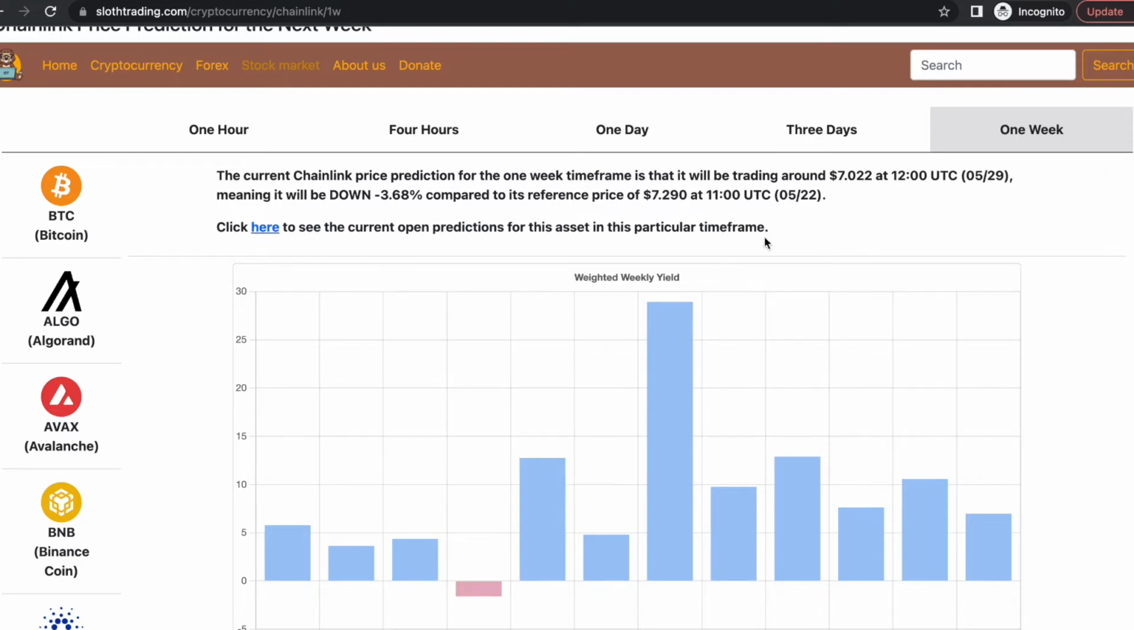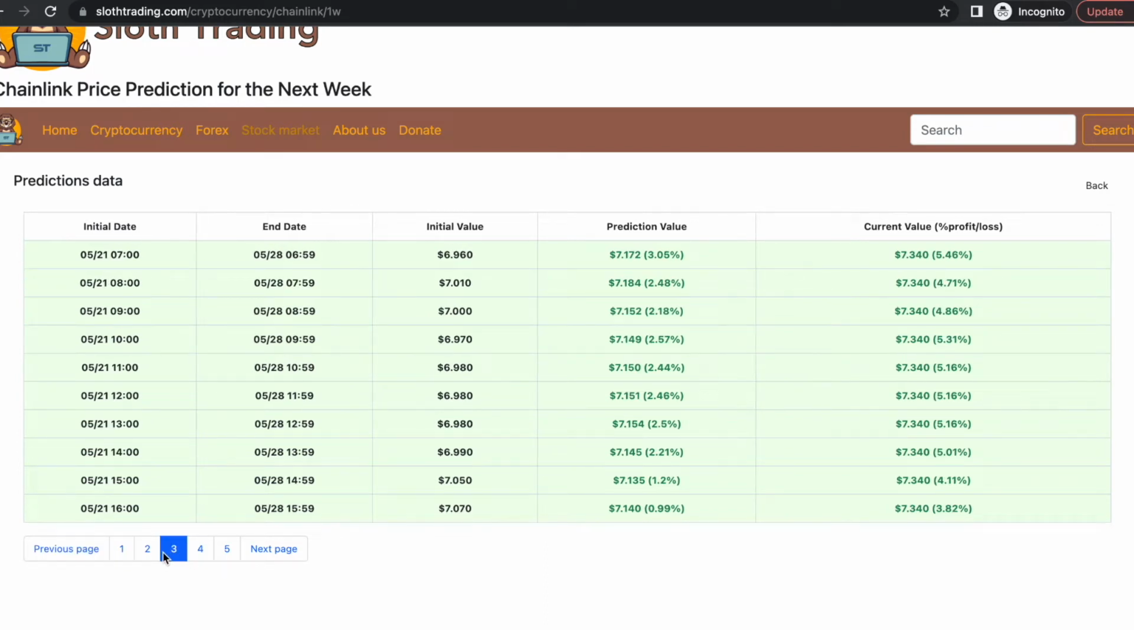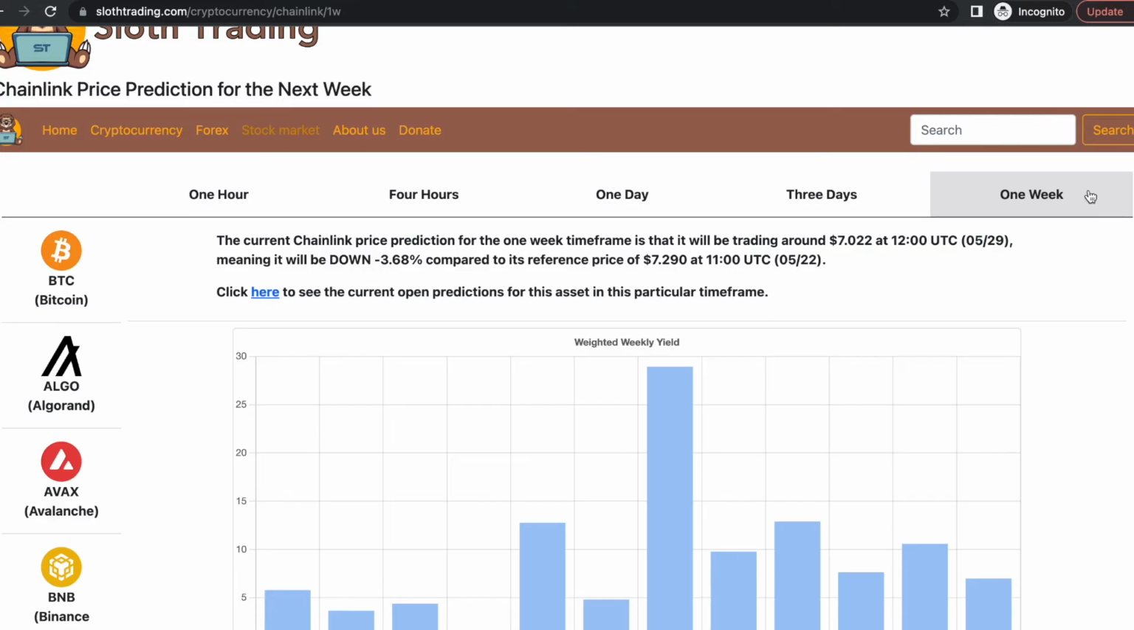So it's basically saying that at this specific time it will be trading at minus 3.68% compared to its reference price. So it will go down, it will decrease in price. And since every hour it makes a new price prediction for the next week, there are still many open price predictions. If you click here, you can see the still open predictions and the yield that they are achieving.